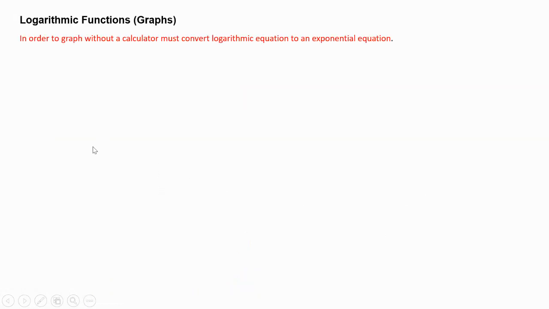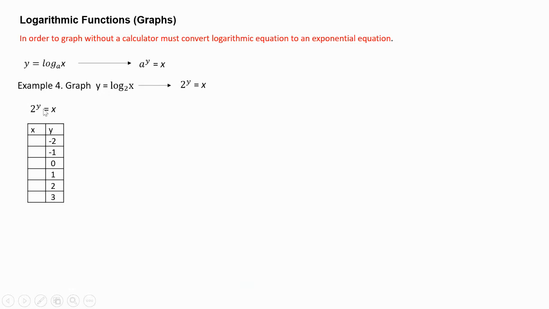Okay, now let's graph a logarithmic function. Again, in order to graph without a calculator, we must convert the logarithmic equation into an exponential equation. So we have to convert it from logarithmic to exponential. So let's graph y equals log base 2 of x. To convert it to exponential, it's going to give us 2 to the y equals x. Now, instead of plugging the values in for x, we're going to plug them in for y, because the work will be much easier, since y is my exponent.